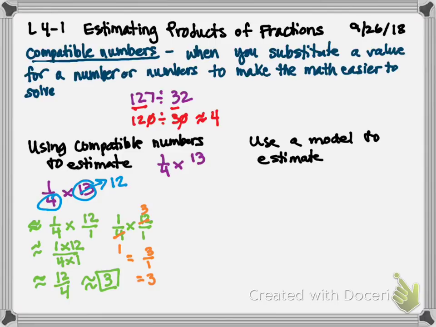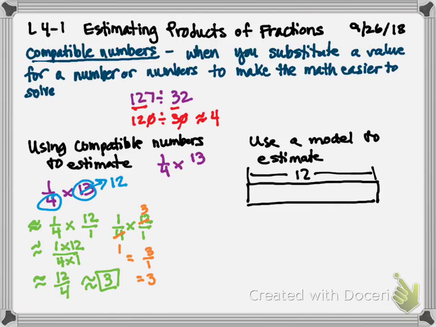Okay, so how can I take this exact problem and use a model? Well, I'm going to use that compatible number for 13, which we said was 12. And the bar is going to represent that whole number 12. Now, the denominator of the other fraction is going to tell me how many little boxes are going to be inside of my big model bar. And now I have to use a little bit of thinking power. If I have 12 split into 4 equal pieces, how much am I going to have in each of those pieces? Yep, we're going to have 3.